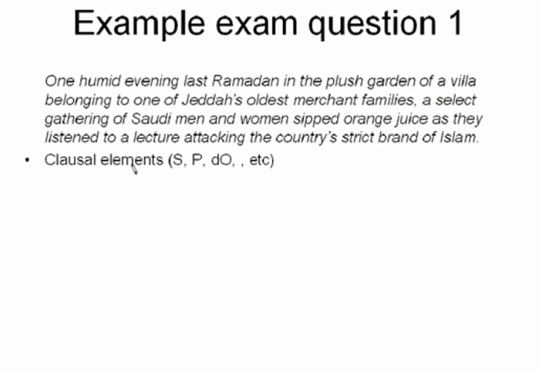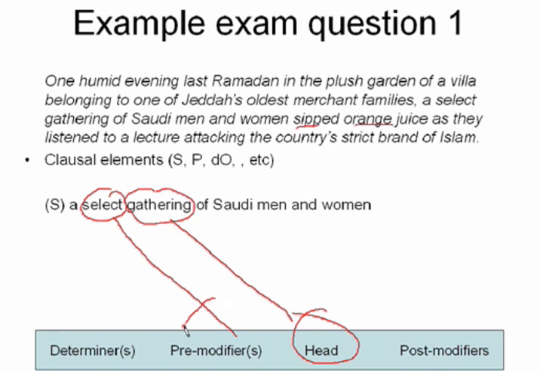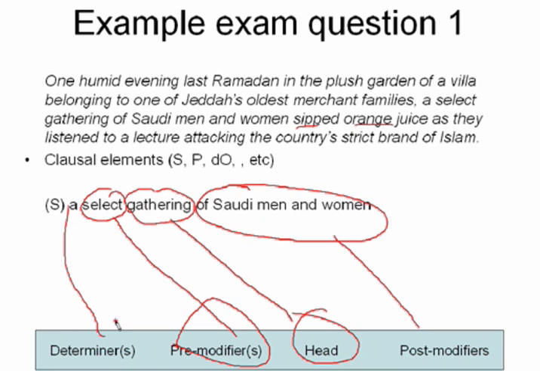So we've just discovered the clausal elements, and this was the subject. What now is the head? A clue here is "a". Which word does the "a" go with? It's "a gathering". This is the head. It's a gathering. Sipped orange juice. What kind of gathering? A select one, pre-modifier. Something more about the gathering? Well, they were Saudi men and women. That's a post-modifier. And you have the determiner.